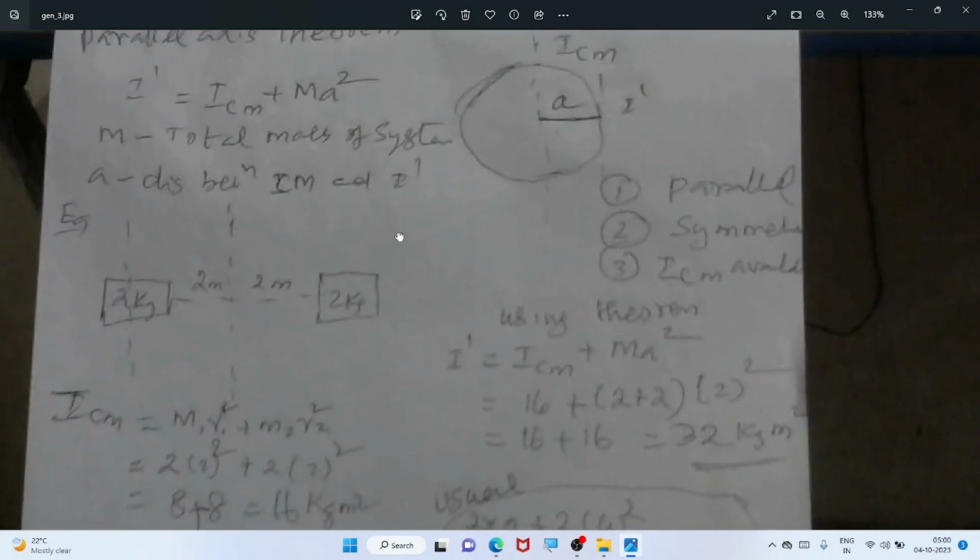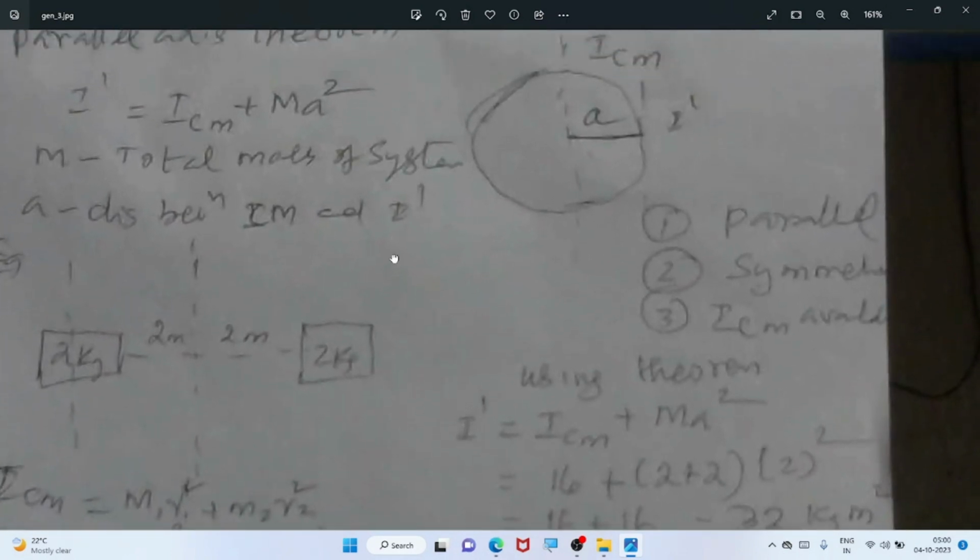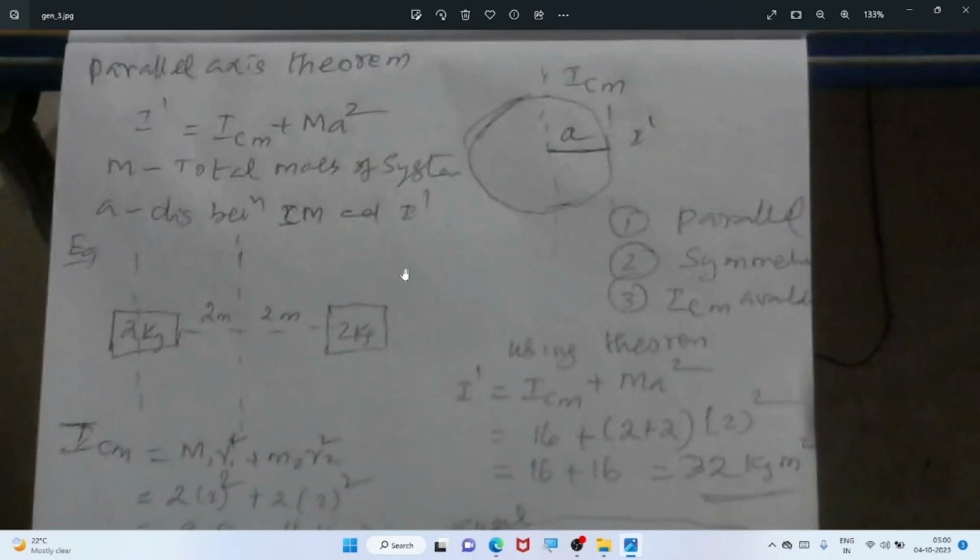So we have a parallel axis theorem also. Parallel axis theorem. If you take one axis here and one axis here, to apply this theorem, these two axes should be parallel to each other. Here this axis and this axis should be symmetrical.